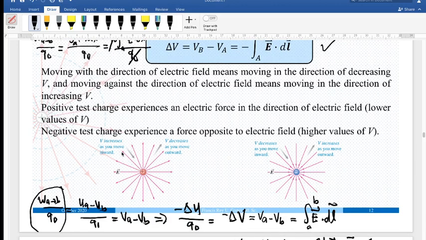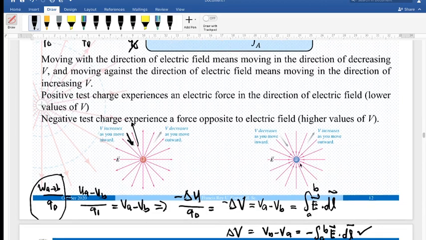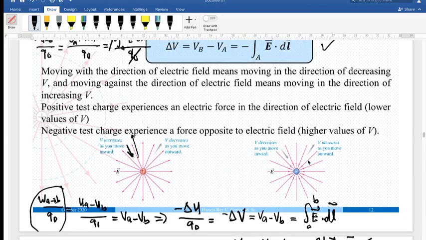So just like what we did here, for a positive charge, if you move together with the electric field, the V decreases. But if you move against the electric field, the potential increases. Sorry about that. For a negative charge it is the same. If you move, since its electric field lines are radially inward, right?